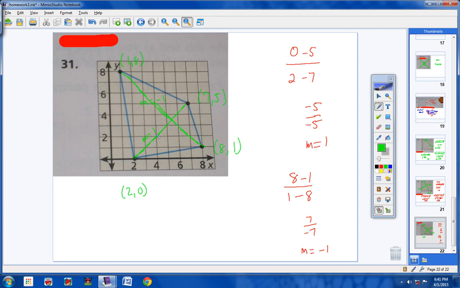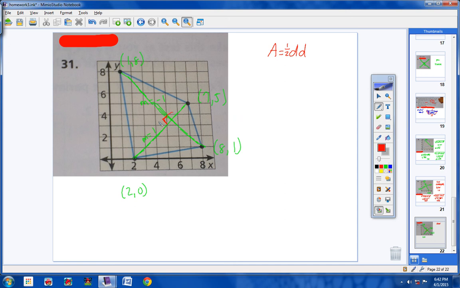So are they opposite? Do they have different signs? Yes. Are they reciprocals of each other? Yes, they are. If you flip 1, you get 1. So I have perpendicular diagonals. The two slopes are opposite reciprocals. Thus, I can use this formula right here. Anytime a quadrilateral has perpendicular diagonals, you can multiply them together and then multiply by 1/2 to get the area.